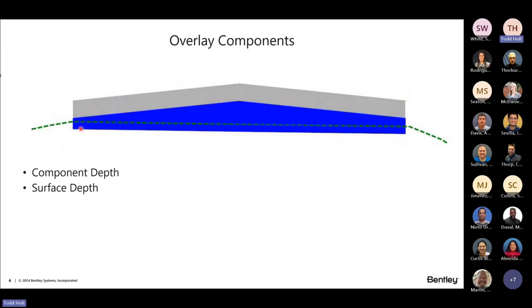So the result, we'll see, is that we're going to build that back up with the milling. We're going to mill down from the existing 4 inches, and then we're going to build back up with our overlay component. And we can control that by the component depth or surface depths.